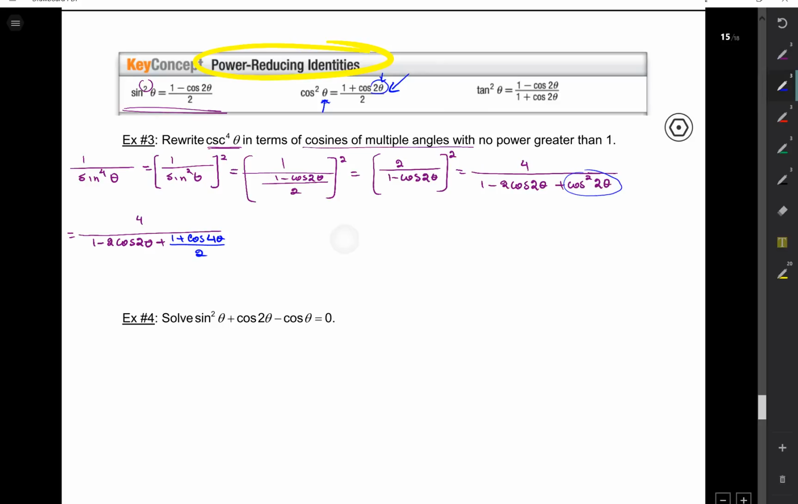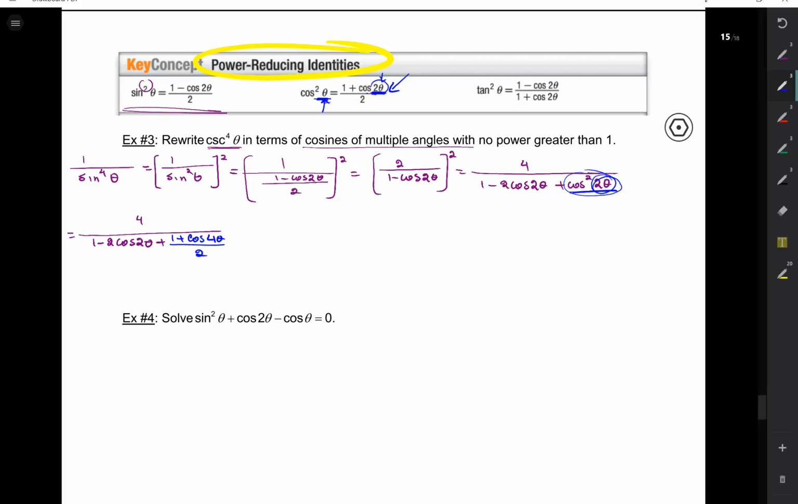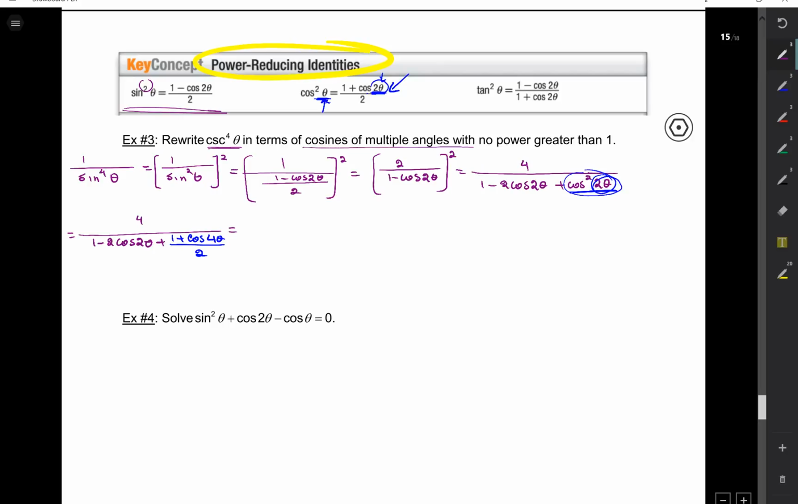Okay, so this identity up here takes the theta and multiplies it by 2. So here I have cosine squared something, right? What's cosine squared anything? It's 1 plus cosine 2 times the angle. So 1 plus cosine 2 times that angle, which is 4 theta. All right? So now, what can we do with this?